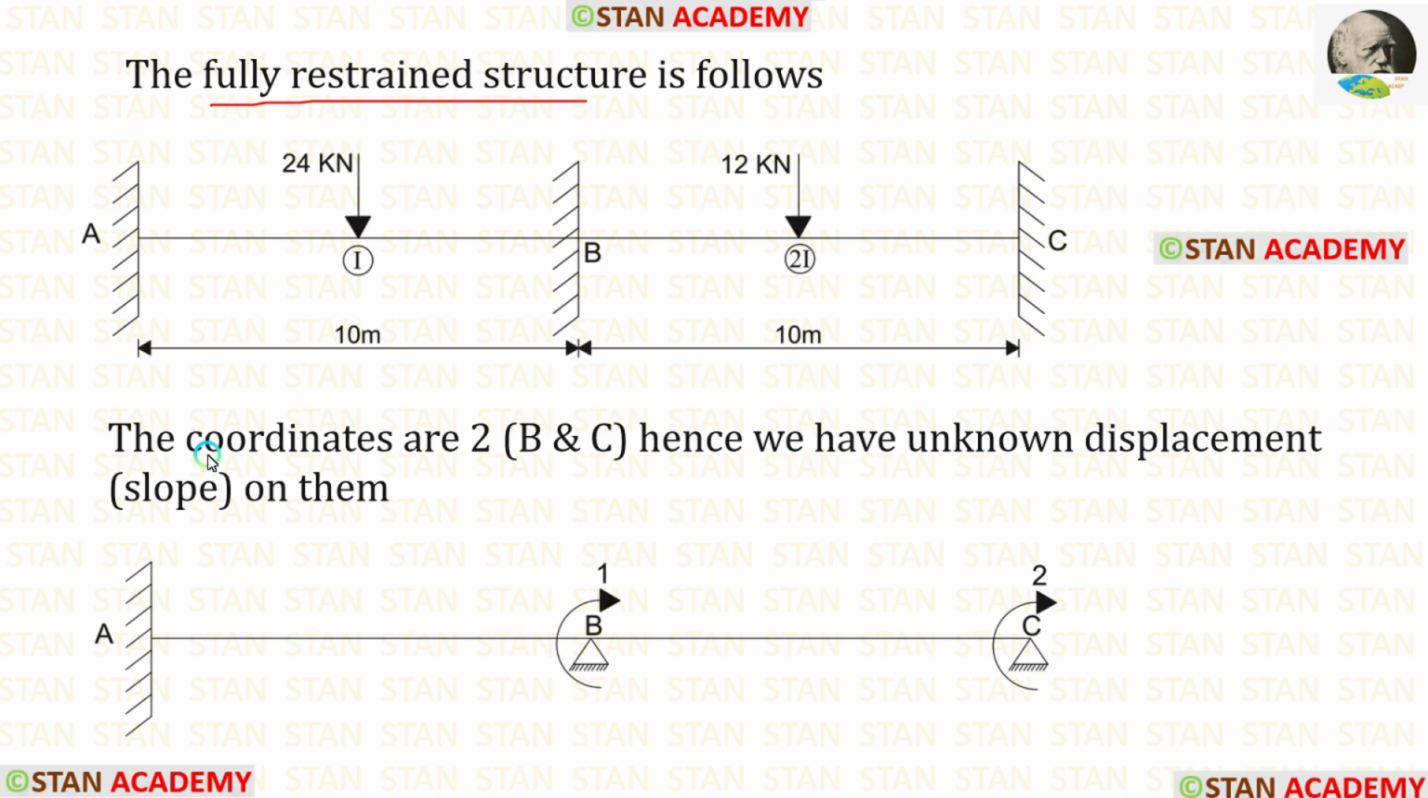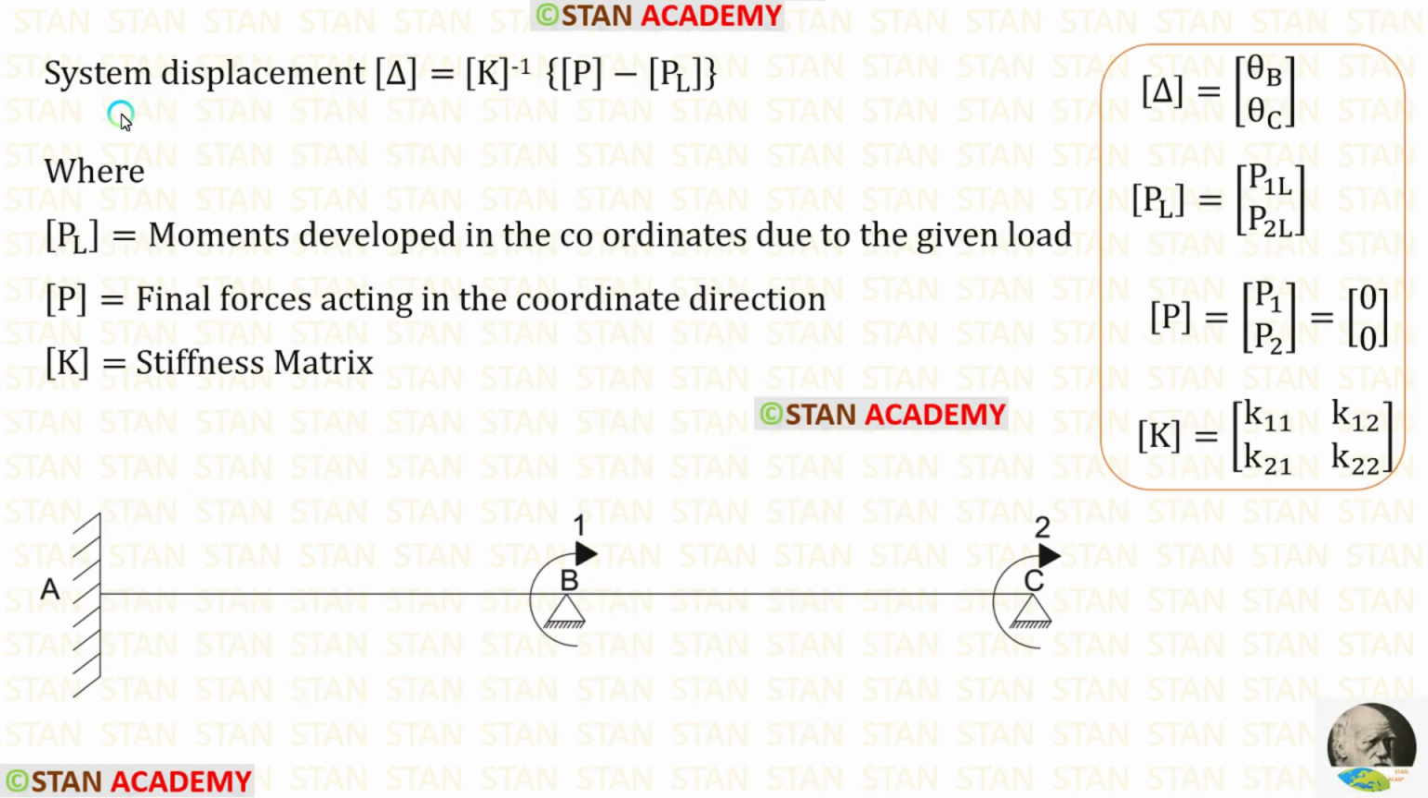We have made the fully restrained structure. Now let us make the coordinates diagram. In this analysis, we have two coordinates. The first coordinate is in the point B and the second coordinate is in the point C. Because in these points only we have the unknown displacement, that is the slope. We know the formula to find the slope values. Delta matrix is equal to K matrix inverse into P matrix minus PL matrix.